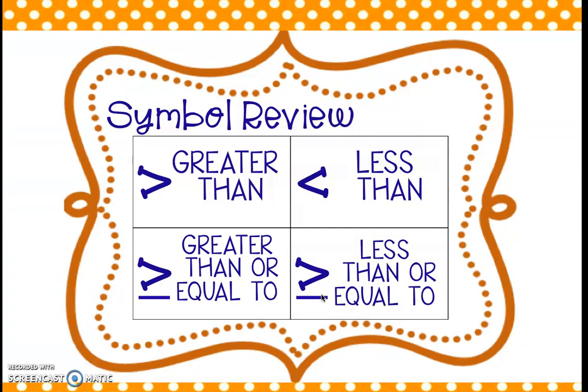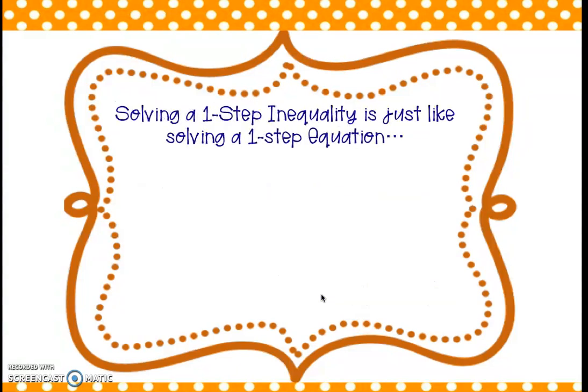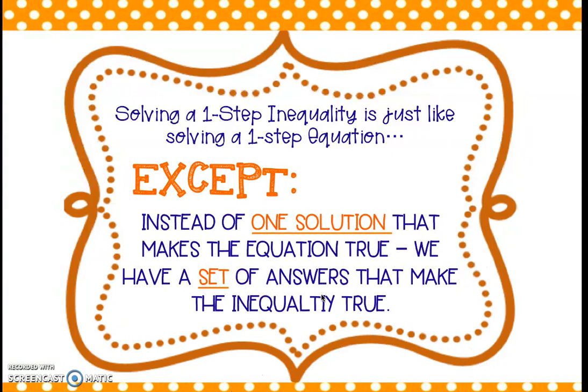So these are our four symbols that we're going to be using today, and we talked yesterday about words that mean those symbols. And today, after you finish your independent practice, you're going to go back to practicing those words. But what we're going to be working on today is solving one-step inequalities. And solving a one-step inequality is just like solving a one-step equation, except instead of having one solution, we're going to have a set of answers that make the inequality true.